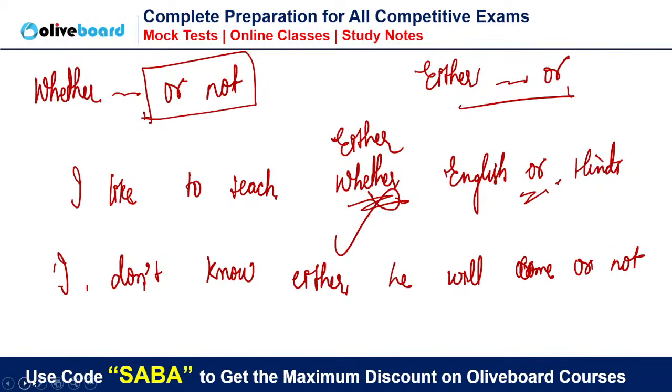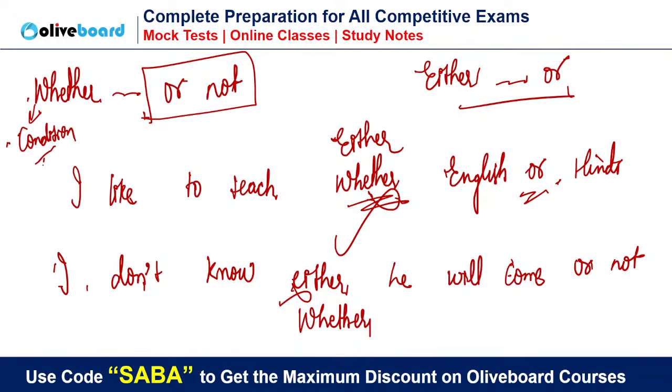So never learn the rule at a surface level. I'm telling you. ठीक है? ऊपर से rules नहीं याद करिए without knowing the context. Okay? So you know that here either will not come, here whether will come. Yes, you can say. So if there is a condition, simply whether or not, you can use whether. Whenever you talk about condition, you will use whether.